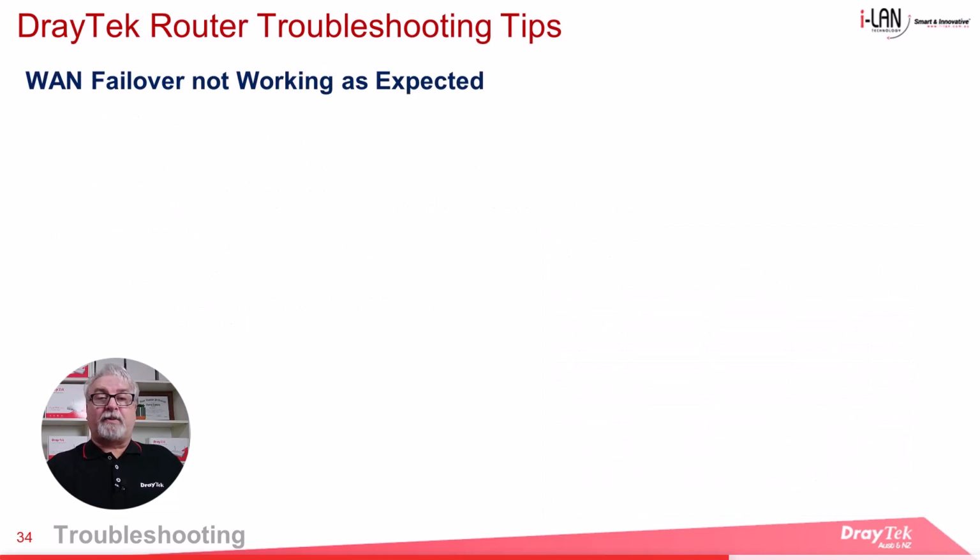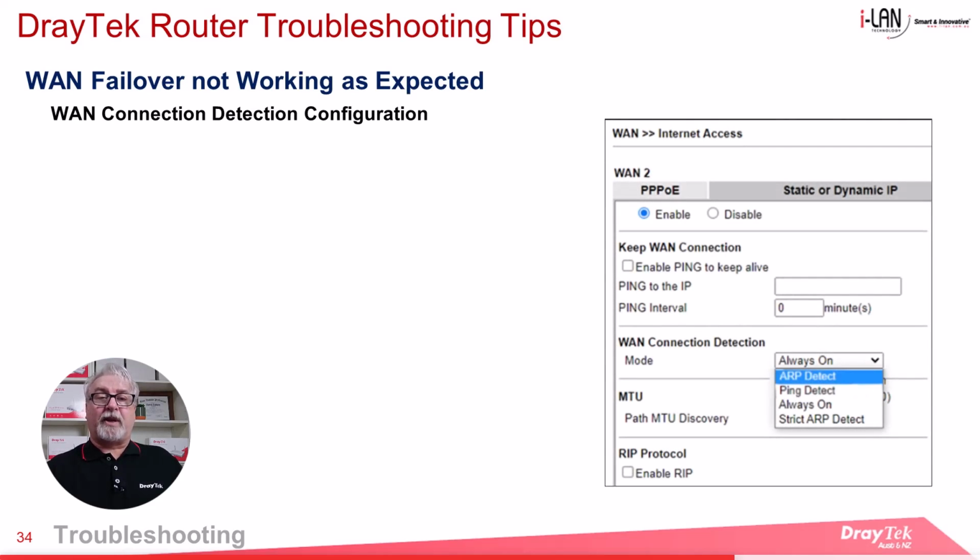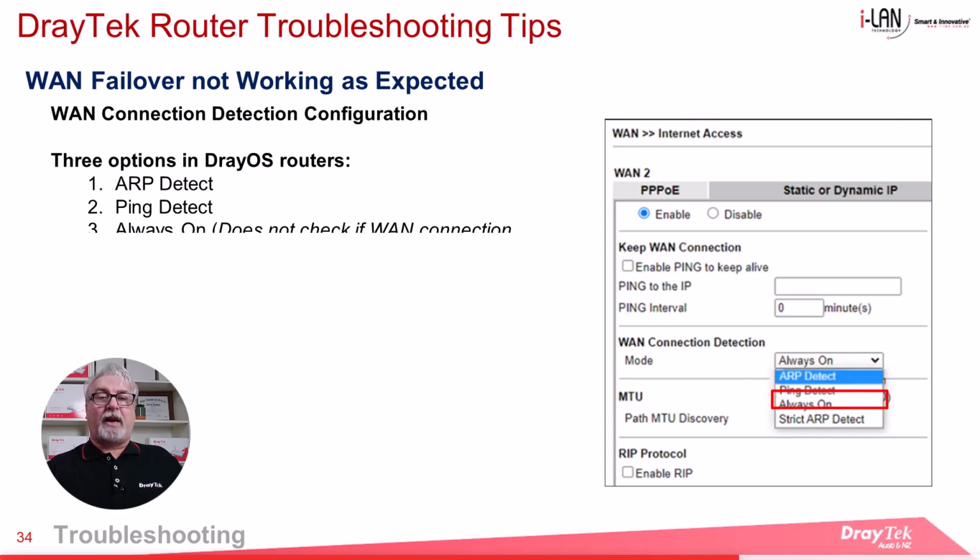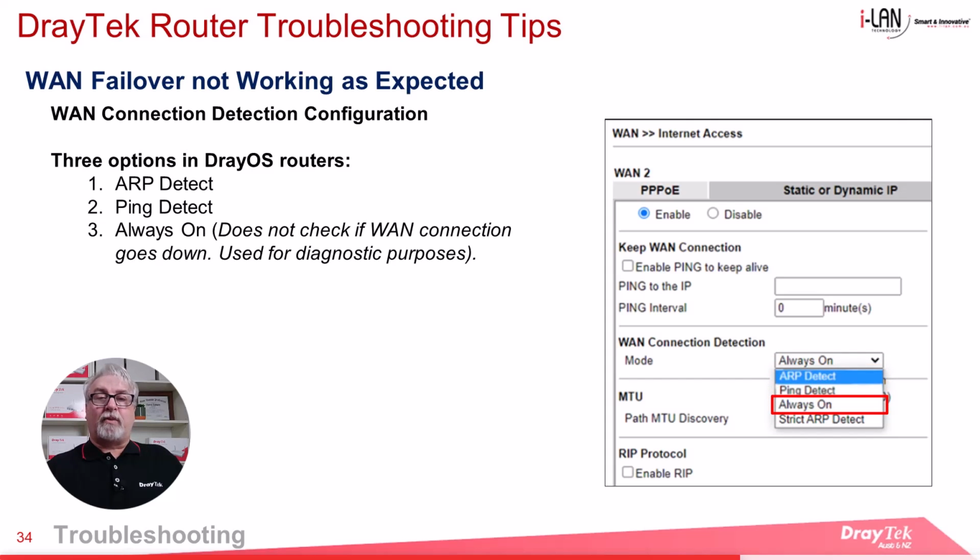Another issue some customers come across is WAN failover doesn't work as expected. For example, the primary WAN connection goes down, but the router doesn't fail over to the backup LTE connection. This is often caused by the selection of settings used for WAN connection detection. Most DrayTek routers have three options available for selection, which are ARP detect, ping detect, and always on. Later model routers now include strict ARP detect. The always on setting doesn't check if the WAN connection goes down and is only used for diagnostic purposes.